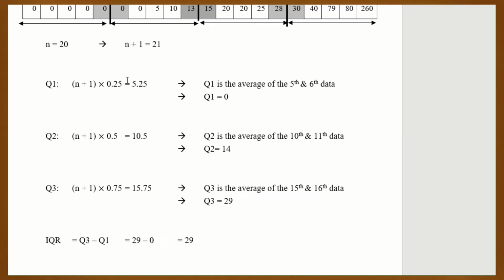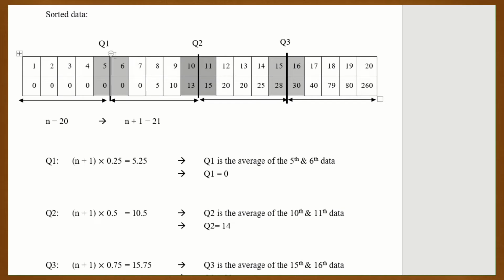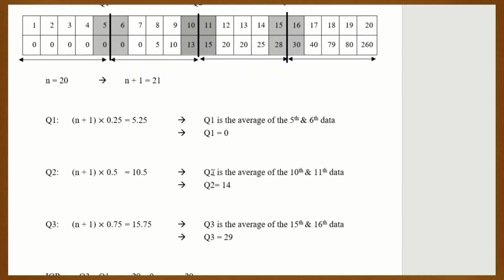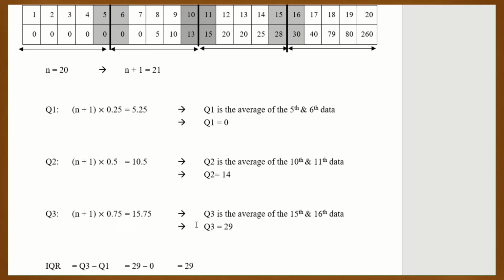A lot of students say, oh, 5.25 is my Q1. Wrong. 5.25 is the position of your Q1, meaning my Q1 is between the 5th and the 6th data. Whether it's 5.25 or 5.75, it falls between those two. Don't go and round off, thinking 5.25 means the 5th data. No. The moment there is a decimal, you take both values. So for the 5th and 6th data, you take the average, which is 0. Then you want to find the interquartile range. You don't need to do Q2. The reason Q2 is here is to show you that the method is the same.